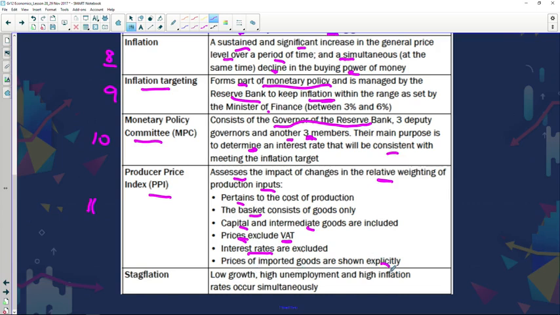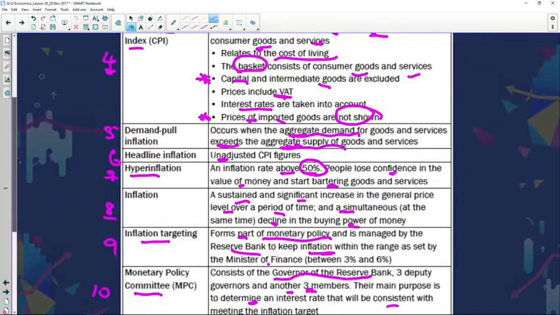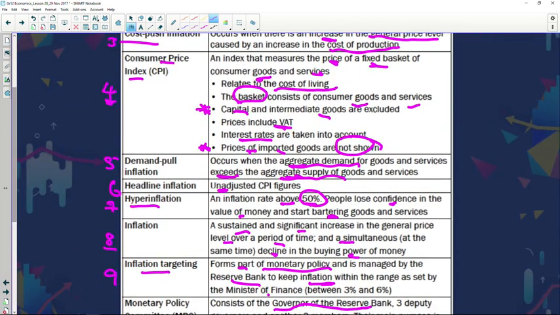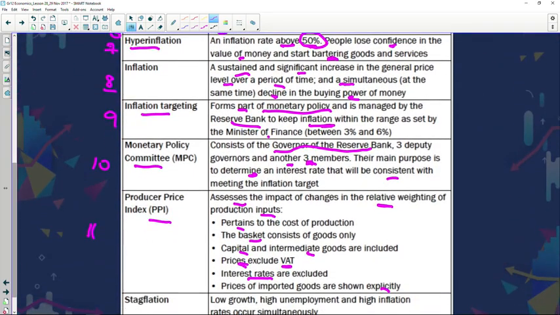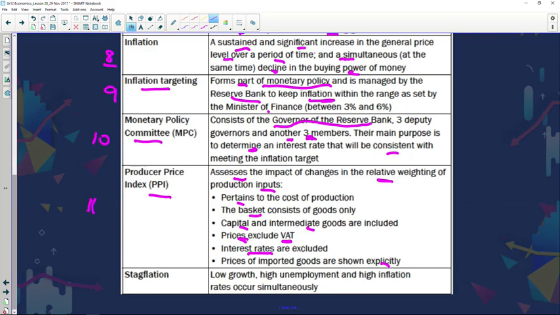So as you compare to what we said with the CPI over here, we said that the capital and intermediate goods are excluded, but now we see that they are included. And here we spoke of the value-added tax, which was included. And then we said the prices of imported goods are not shown. But now we see that over here they are shown, and that value-added tax is excluded. And then also the interest rates are excluded. And that's with the PPI, which is the Producer Price Index.